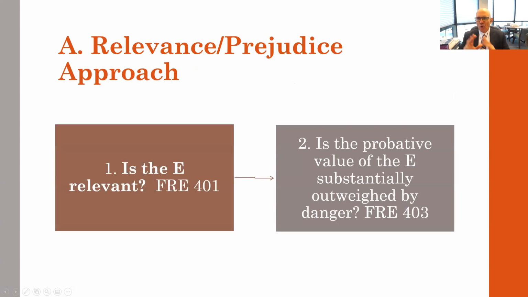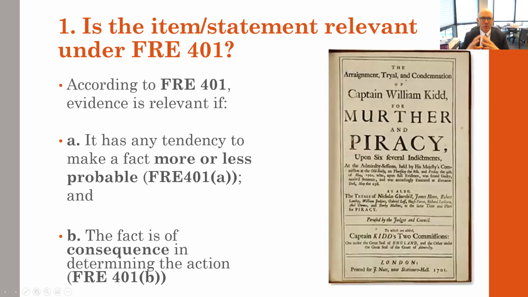When I start one of the topics, I'll give you a little flow chart on how to tackle that topic. And of course, with relevance and prejudice, we're looking at Federal Rules of Evidence 401 and 403. The fundamental issues, of course, are: is the evidence relevant, and is the probative value of that evidence substantially outweighed by danger? Now, let's start with Federal Rule of Evidence 401.